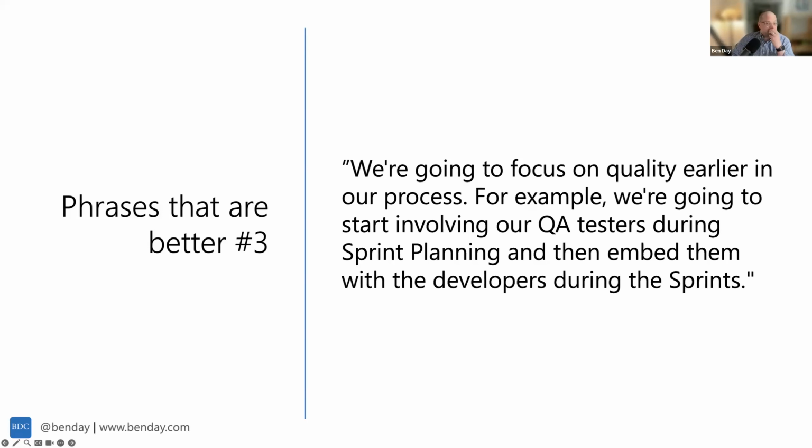Number 3, we're going to focus on quality earlier in our process. For example, we're going to start involving our QA testers during sprint planning, and then we're going to embed them with the developers during the sprint. So this is saying something we're actually going to do. So we're going to improve our quality. Great. If you say that just by itself, without saying how you're going to do that, a lot of times management people tend to just not believe you. They're like, okay, cool, that's never going to happen. But in this case, we're going to actually talk about what we're doing. We're going to involve QA testers in some new way that we weren't before.